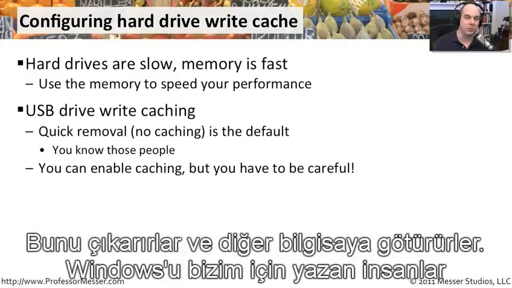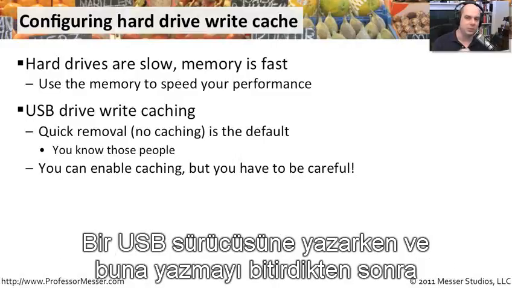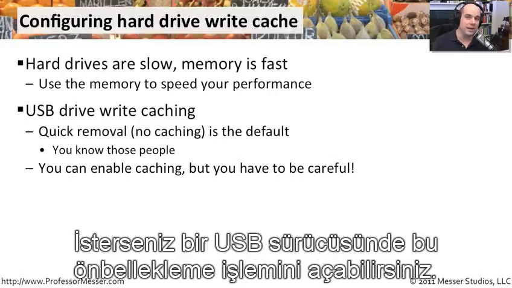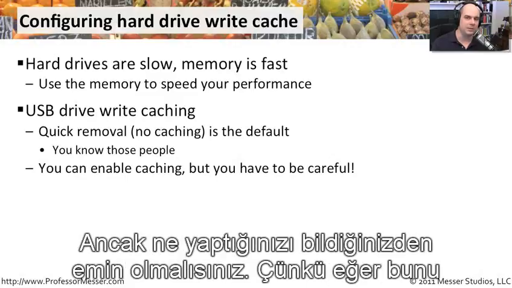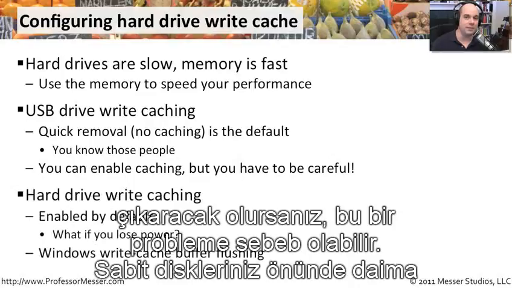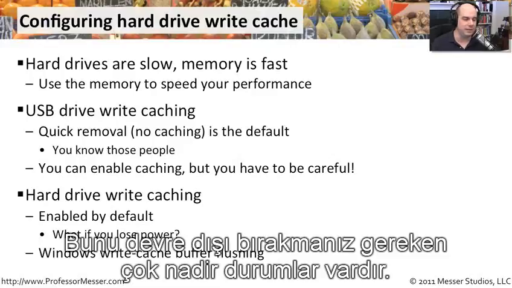And the people who wrote Windows for us recognize this, so they don't do any caching. When you're writing to a USB drive and you finish writing to it, it's done with its writing process. Now, you can turn on caching on a USB connected drive. Just make sure you know what you're doing, because if somebody was to pull that out, that would be a problem. Your hard drives always have hard drive write caching on it enabled. We'll look at this in just a moment. There's very few times you would ever need to disable that.